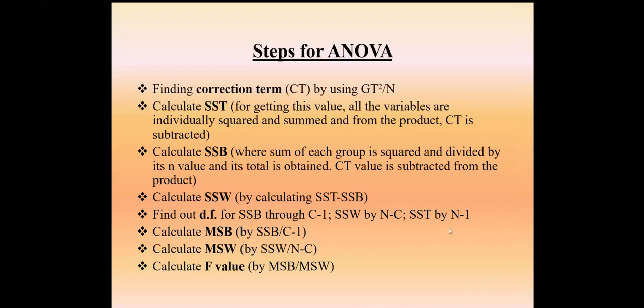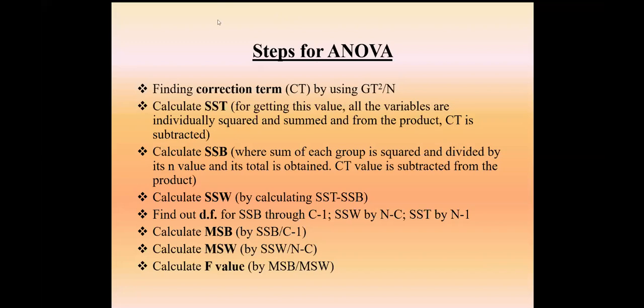In correction term, what we do is GT squared divided by N. GT is what? It is grand total. I just told you that the total of all the variables, that total will be squared, and the product will be divided by total number of individuals. So GT squared divided by N. Then in the second step, we need the SST value. SST stands for sum of squares of total values.